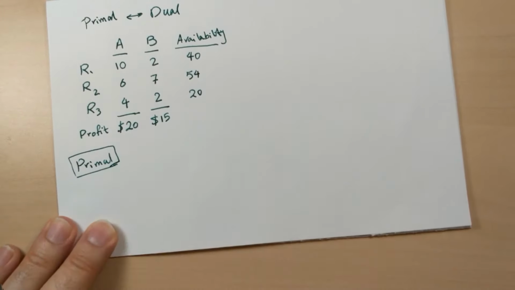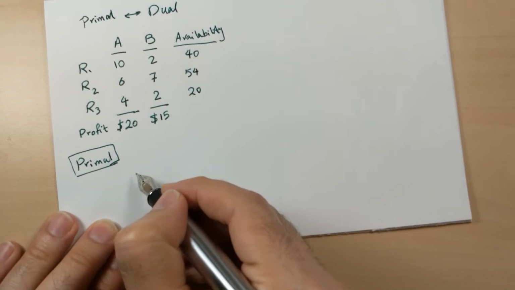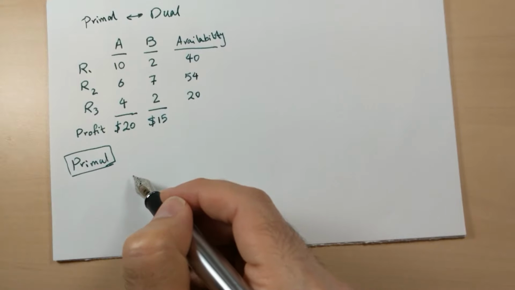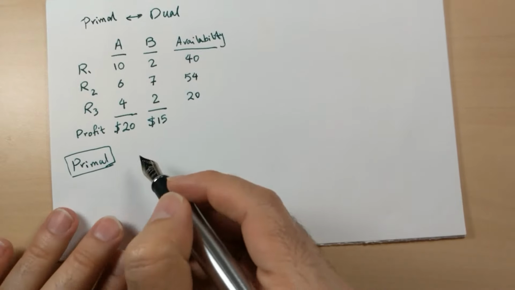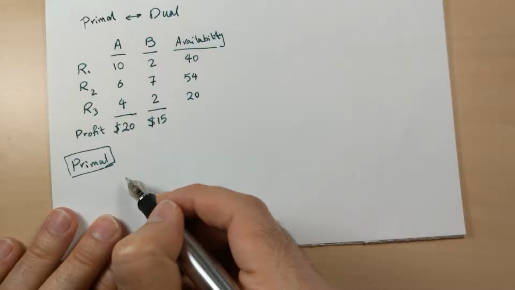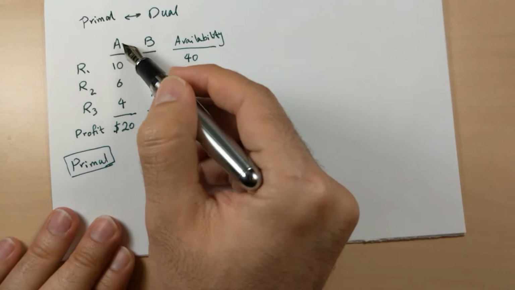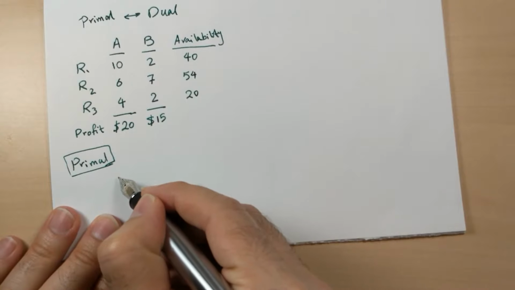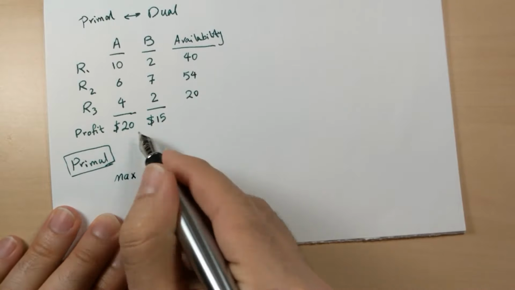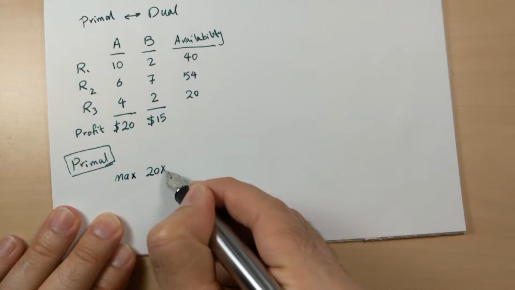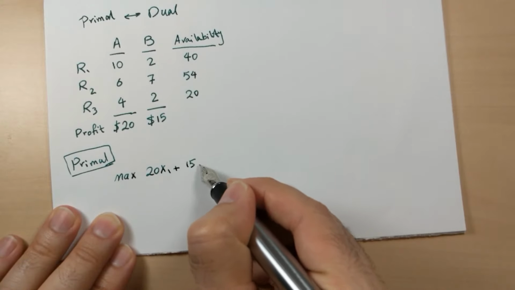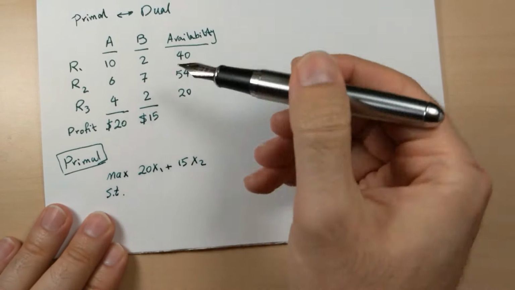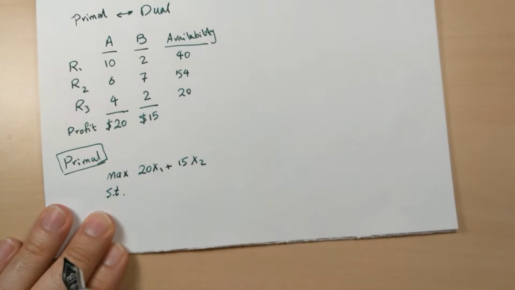If you want to formulate the primal problem, we have two decision variables here, A and B, or x1 and x2. x1 represents the amount of production A, x2 represents the amount of production B. The objective function is maximization of the profit, 20x1 plus 15x2, subject to a set of constraints. The constraints are the availability limits of resources.